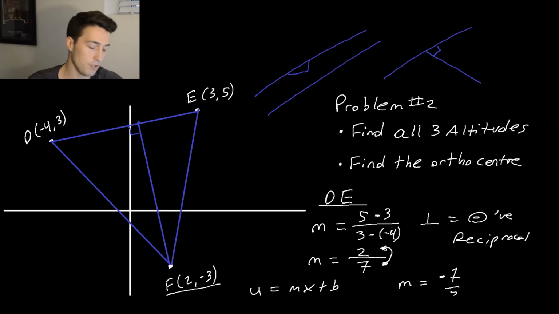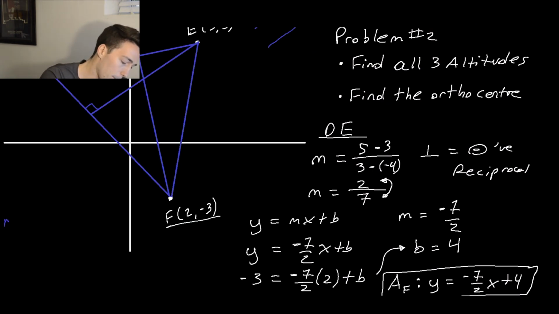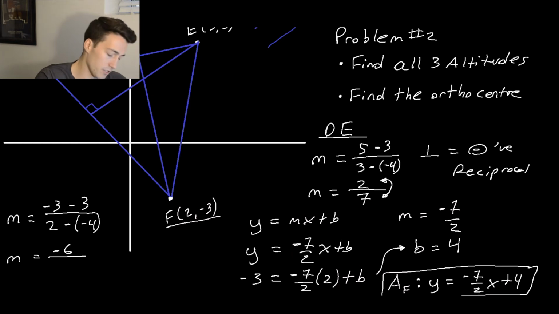Now, for the second altitude, we're going to do this exact same process. I'm going to take a line from E and make it perpendicular to line DF. And then I'm going to find the slope of line DF. So m is equal to negative 3 minus 3 divided by 2 minus negative 4. So the slope is going to be negative 6 over 6, since 2 minus negative 4 equals 6. So the slope is going to be negative 1.